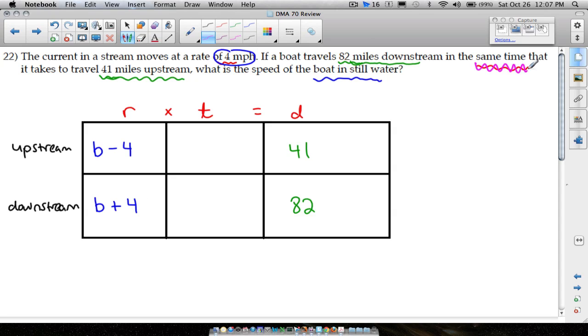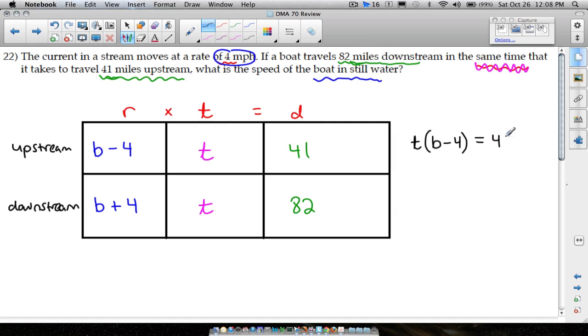Now some other information, we've got to fill in these t's. Notice it does talk about the same amount of time. So if this is t, we travel for t hours, we're going to travel for t hours here. We're traveling the same amount of time upstream that we travel downstream. Now, using our formula, rate times time equals distance, our rate is b minus 4, times our time, which is t, rate times time, and it's equal to our distance.